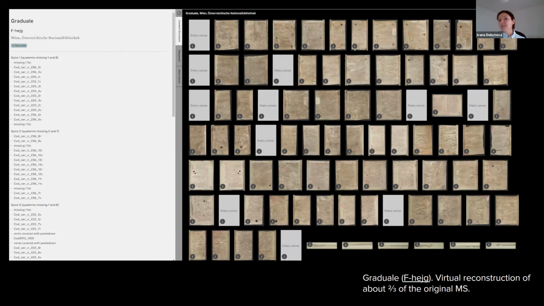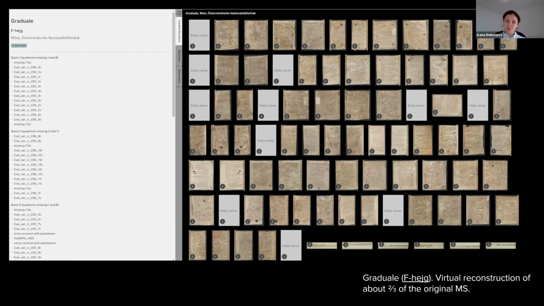So for Monze, again, it was the benefit of having a large group of fragments from one collection, from one monastery. And so we were able to reconstruct a lot more than just two bifolia as in the previous example. In this case, which you can also find in Fragmentarium, we managed to make a virtual reconstruction of a graduale. Based on the liturgical material present on the surviving leaves, it should be around two-thirds of the original manuscript, so quite a lot.